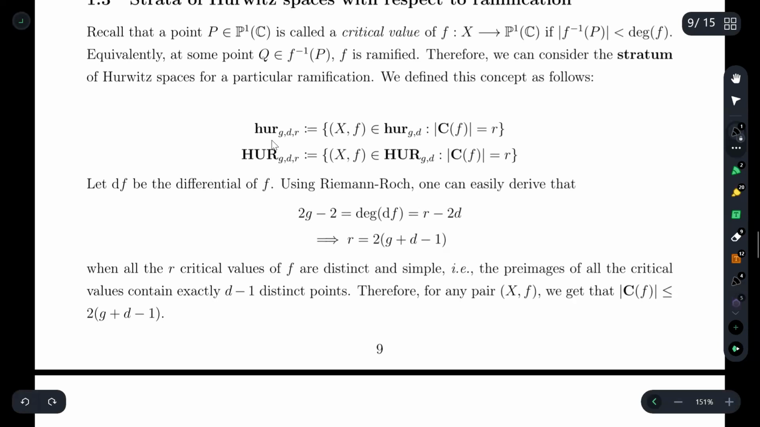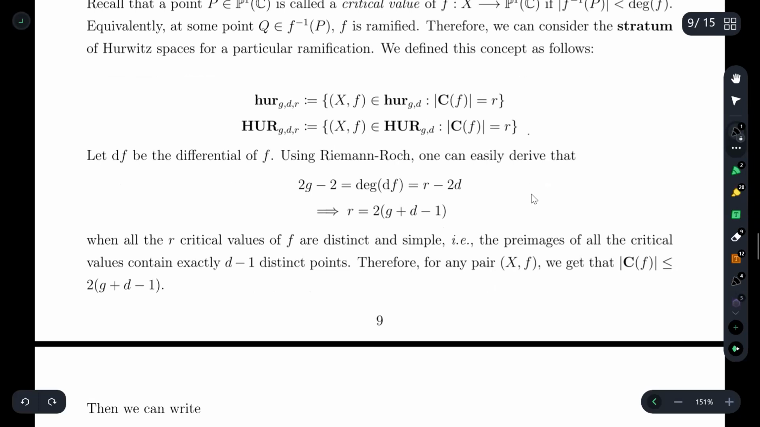And this is the layers of Hurwitz spaces denoted by the small HUR GDR, which are the set of equivalence classes in the sense we have defined earlier, such that the number of critical values is equal to R, and similarly define the larger Hurwitz space of level R or layer R.